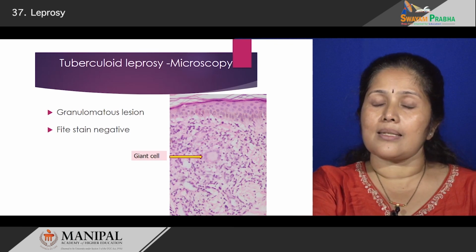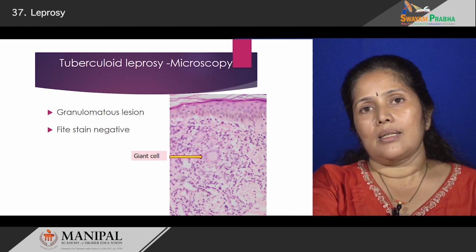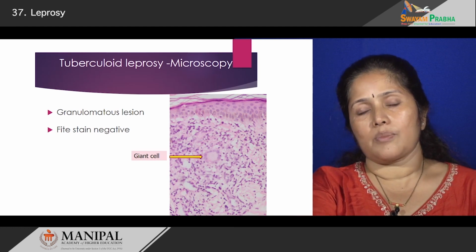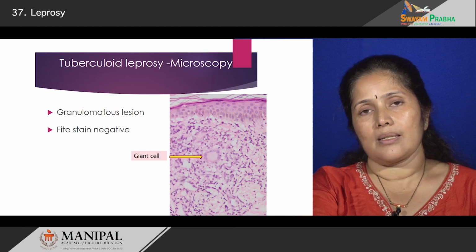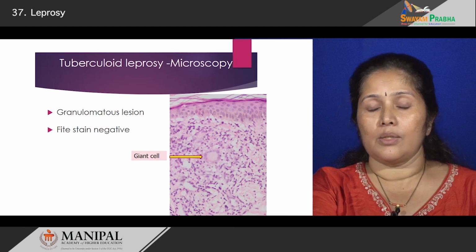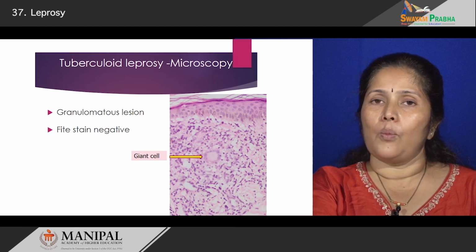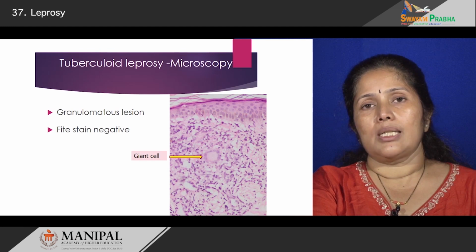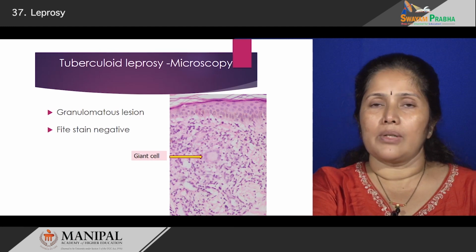And it is this response that also drives the histologic picture. Whenever there is a poor response, in lepromatous leprosy, we see a lot of foamy histiocytes with the bacilli proliferating, which is Fite positive, while on the tuberculoid side, because there is good cell-mediated immunity, we see a lot of granulomas.